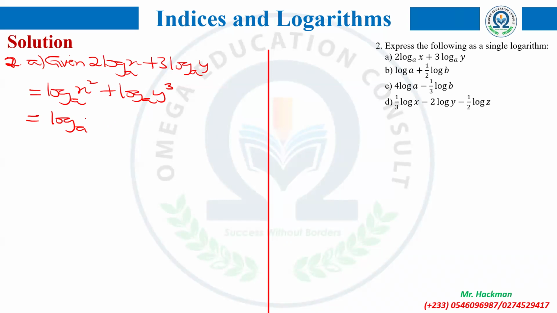So it means we are going to get what? The number that you are taking log of in this term is x squared. The number that you are taking log of in this term is y cubed. So it means it will be x squared times y cubed, which will give us x squared y cubed.